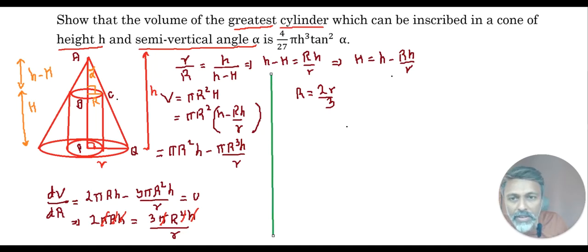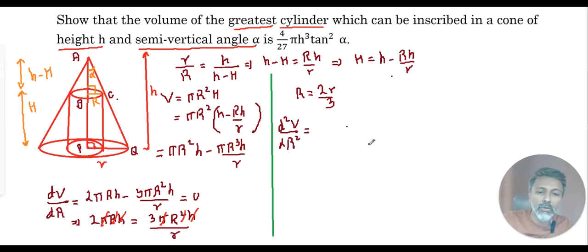We know the second derivative test is the norm that you have to do. Let's take the second derivative. d square V by dr square, this answer should come out as negative. If this comes out negative, only then can we call this maxima or greatest. We differentiate from here.